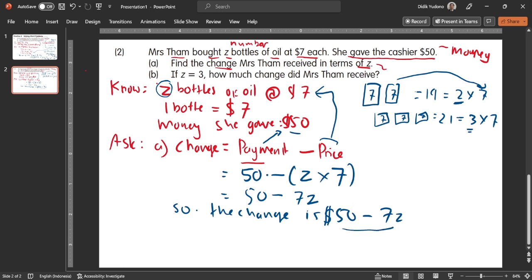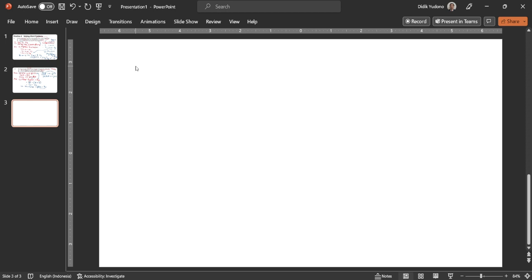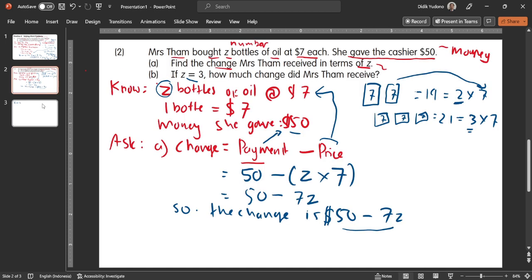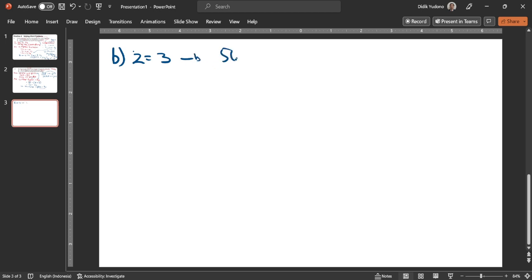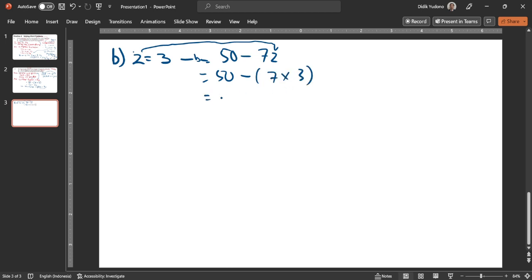Okay, that's the answer. But then, if Z equals 3, this is the B question. How much change did Mrs. Tom receive? So we replace Z with 3. So the B1: Z equals 3 means the number of bottles is 3, so we put it into 50 minus 7Z. So Z here should be replaced by 3. So let's do it. 50 minus 7 times 3. So 50 minus 21, so it's 29.